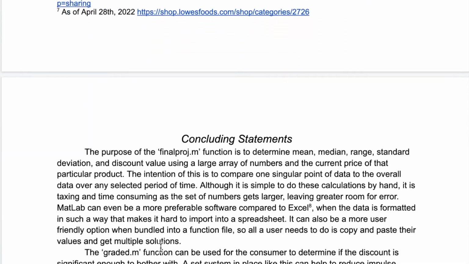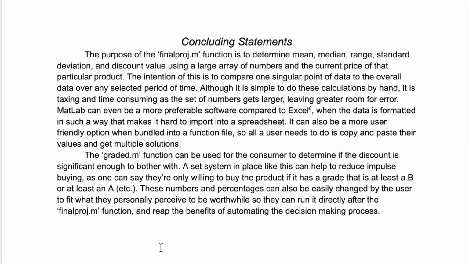The intents of this function are to take large arrays of data and spit out simple values that are easy to work with and understand for the everyday user, automating a process that is time-consuming and at high risk for errors when done by hand. The graded function also automates the decision-making process when one is asking themselves how good a percentage decrease really is. The percentages are easy to change, so every user can customize the function to work for them and their particular purposes. I encourage you to read through this manual after the presentation, as it goes through much more than was covered in this video in much further detail.